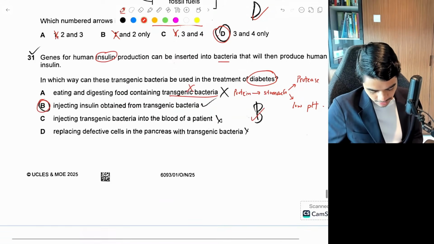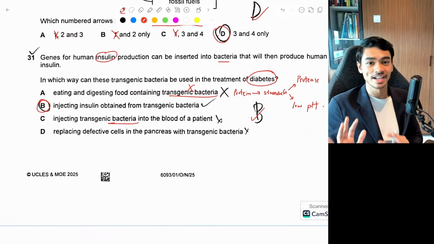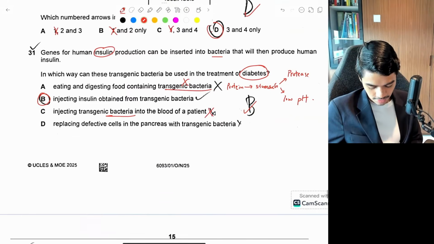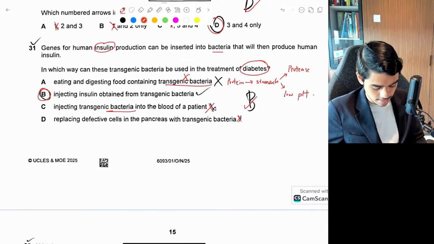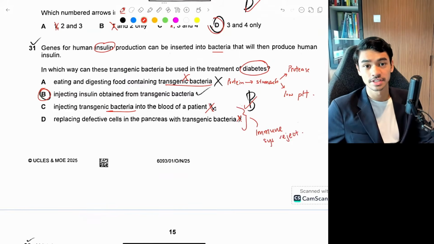Okay, so next one, inject the bacteria into the blood of the patient. That will cause complications and the immune system will be like, hold up, who is this guy, right? And then it will launch an attack to kill the bacteria. So this is not sustainable. Soon the bacteria will be gone. And then the last one, replace defective cells in the pancreas with the transgenic bacteria. We have the same problem, right? So for these two, the immune system will launch an attack. They will launch an immune response.